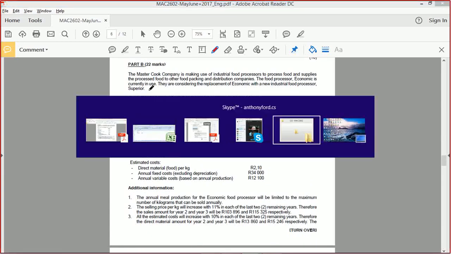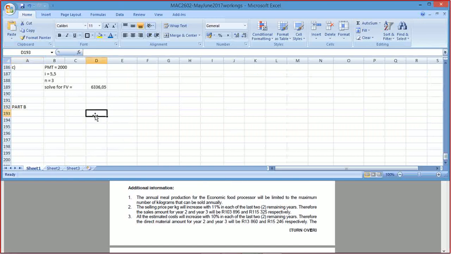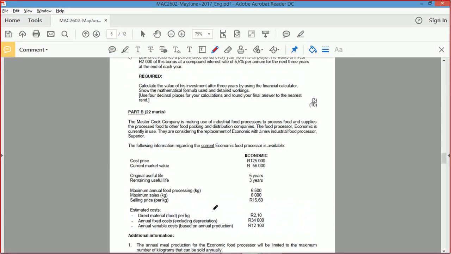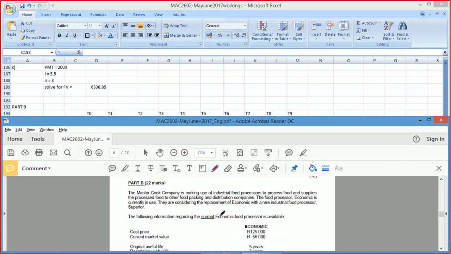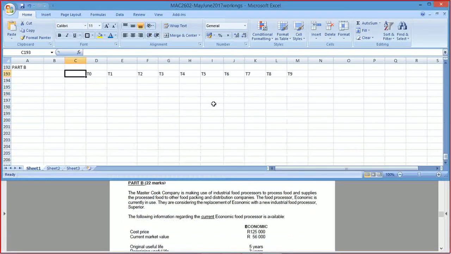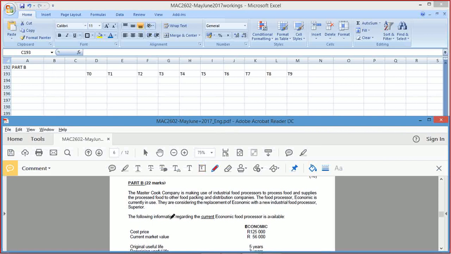We're looking at capital budgeting. We need to read the question, highlight everything that's important, and draw a timeline. So build a timeline: T0, T1, T2, T3, and so on. I don't know how many years we have, but we'll read it and find out. Let's go back and read part B.